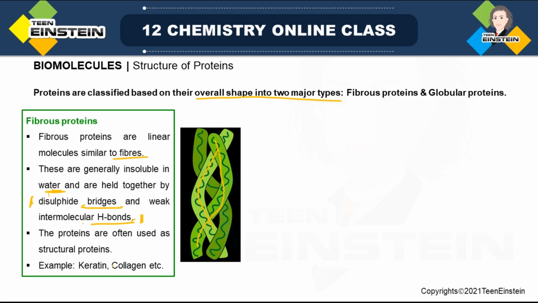And this type of protein, where you will find, is mainly responsible for structural purposes, that is, structural protein. For example, keratin, collagen. Keratin, you know, is present here. So it gives some particular structure. That is why they are structural proteins, and they are water insoluble.